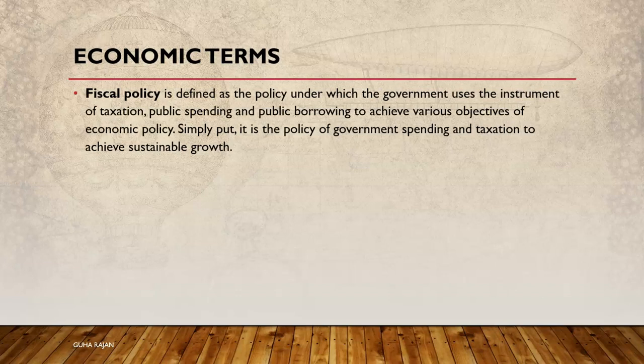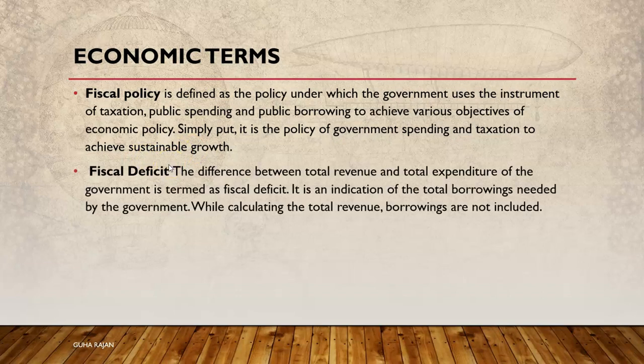And then fiscal policy. It is related to the government, how they spend and what the taxation is, because a country has to have revenue and it needs to spend on welfare schemes. Simply put, it is a policy of government spending and taxation to achieve sustainable growth. Then comes the fiscal deficit. The difference between the total revenue and total expenditure of the government is termed the fiscal deficit.